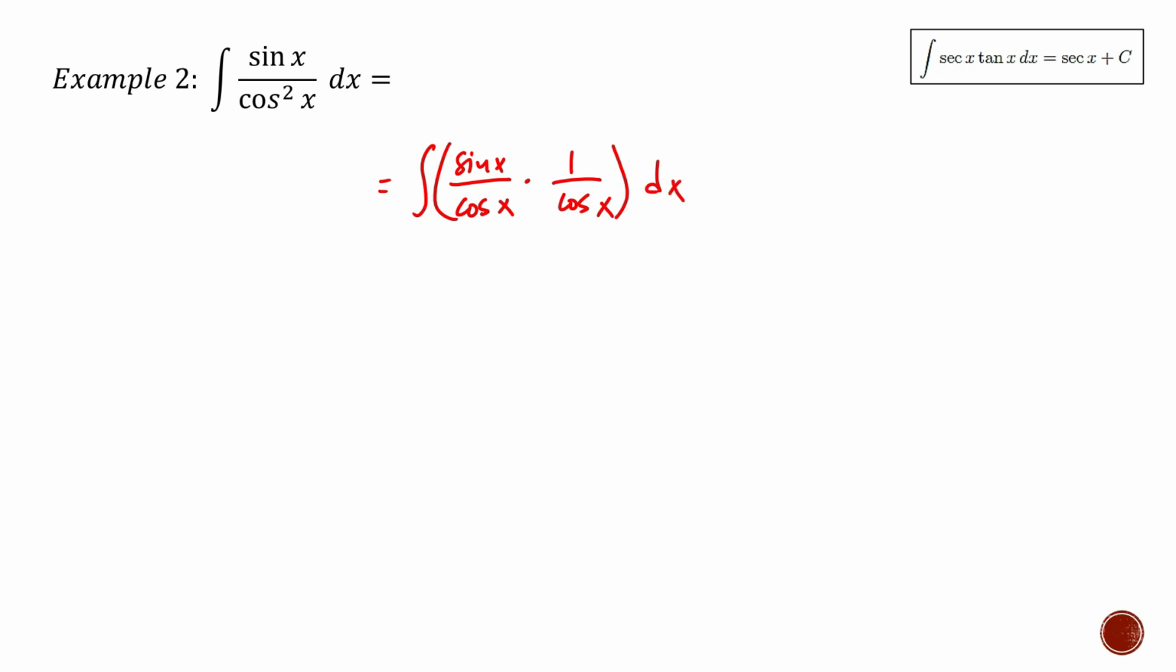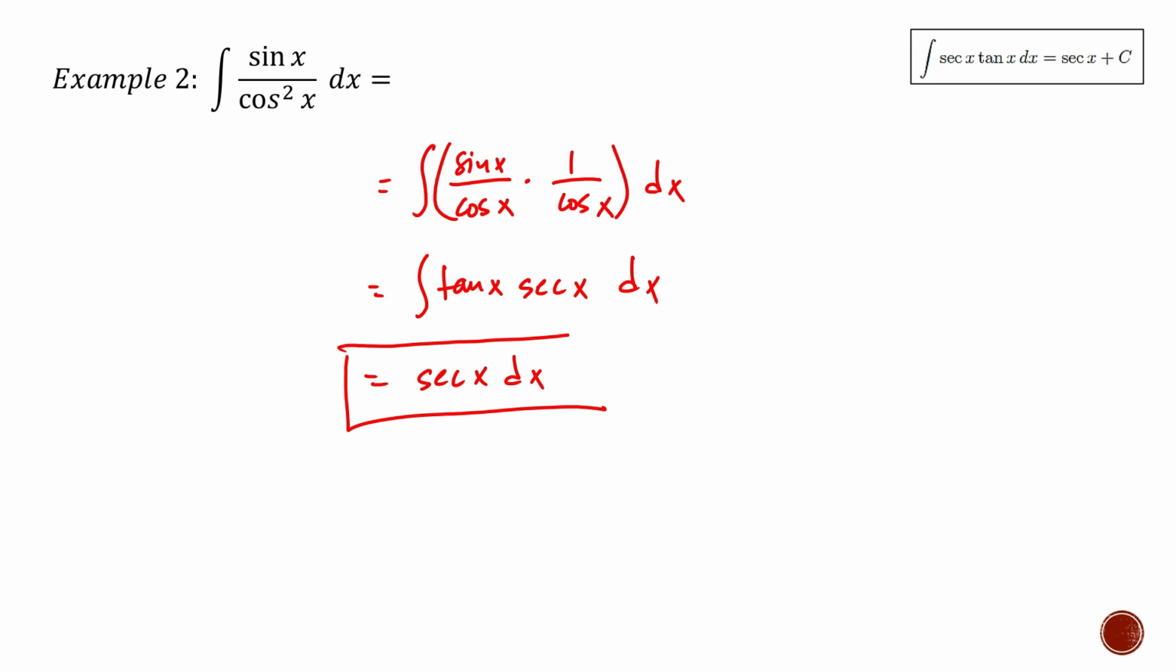Now we all know that sine over cosine is tangent, and 1 over cosine is secant. And there you go. According to our formula, this is equivalent to just secant x dx. There you go. Okay, so let's go to number 3 now.